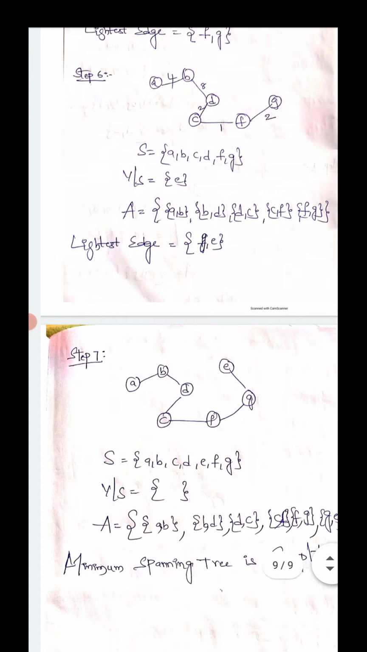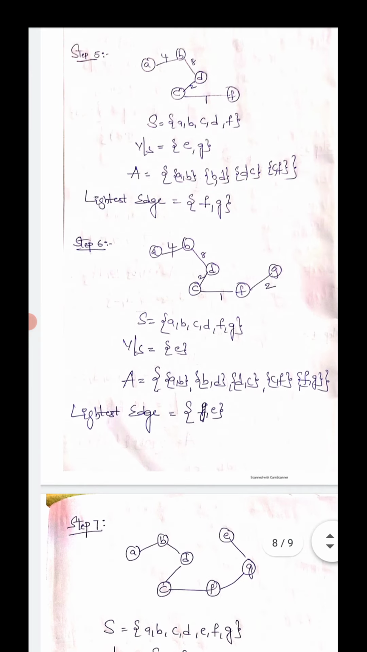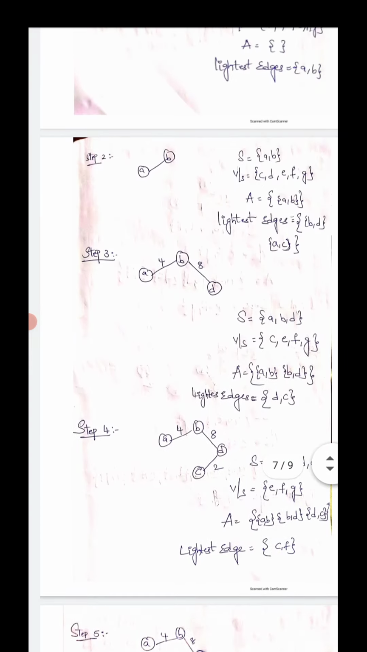Step 6. Now we have to write the set S is equal to A comma B comma C comma D comma F comma G. Now the remaining vertex is E. The set contains A to B, B to D, D to C, C to F, F to G. Now the lightest edge coming to vertex G. Look at the diagram here, G.